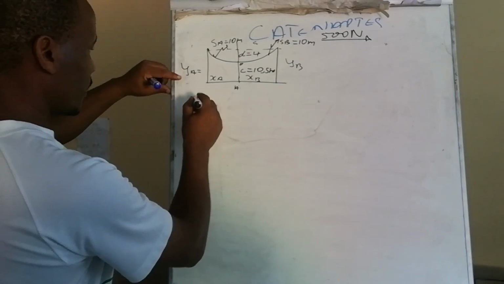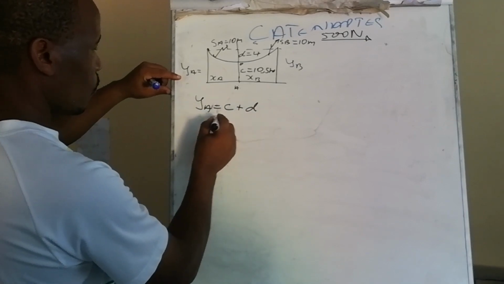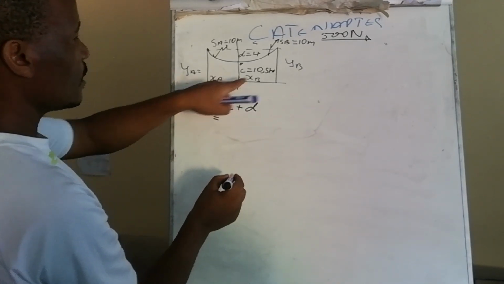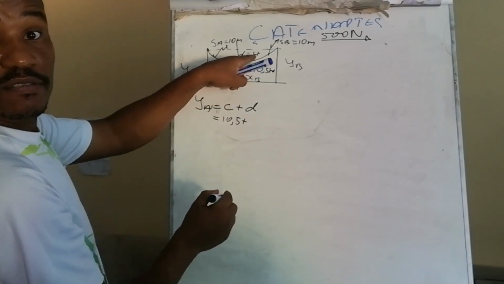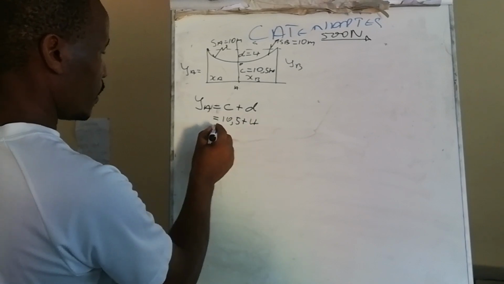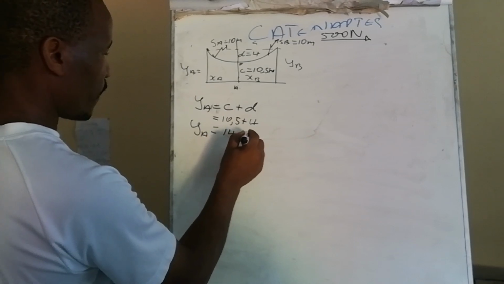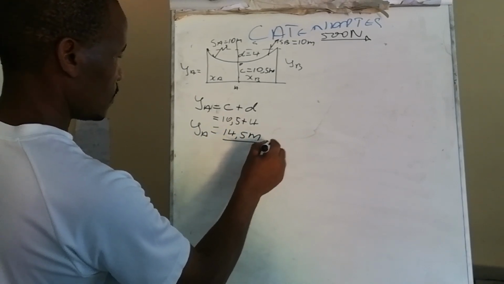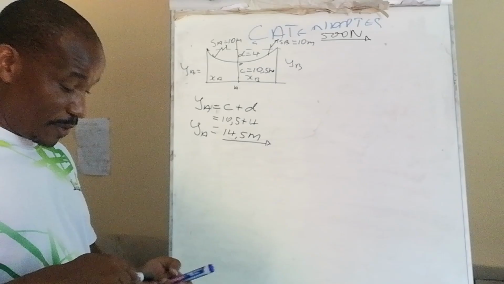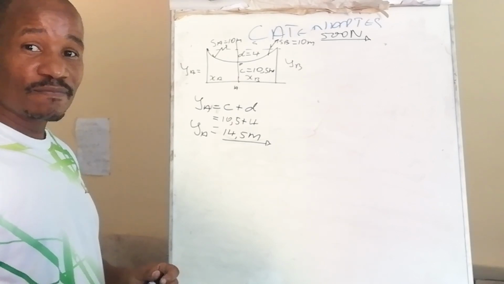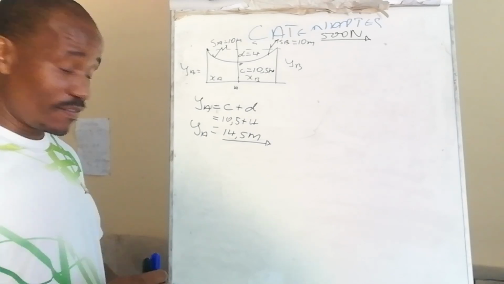So what is YA then? Meaning YA is equal to C plus D, where C is calculated as 10.5 plus D is given as 4, and therefore YA is equals to 14.5 meters. Those who know better than you and me will tell you guys, this is really challenging for the N6 level.